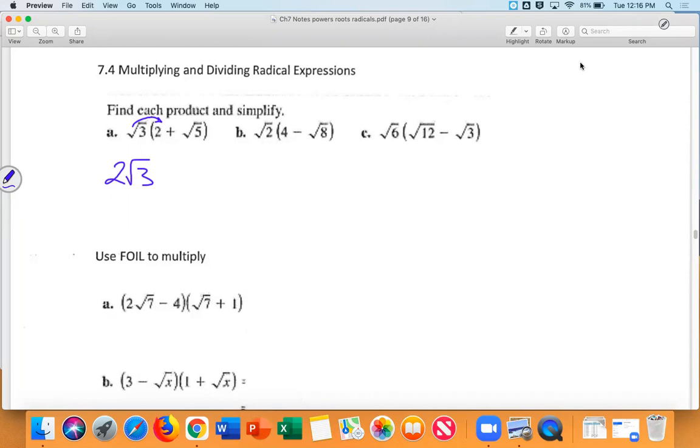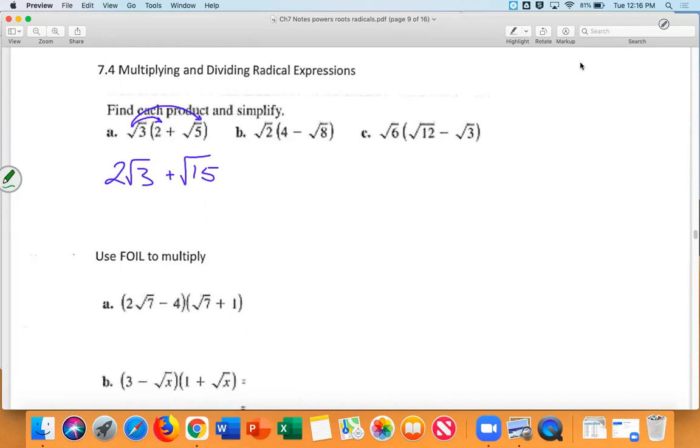Now, when I do root 3 times the root 5, notice the 3 and the 5 are both inside the square root. That becomes root 15. Once I do this, I want to see, can I reduce what's inside these square root symbols? Can I reduce the root 3? The answer is no. Can't break down 3 any further. Can I break down 15? Well, I can to 3 and 5, but notice there's no pairs. So this is my final answer.